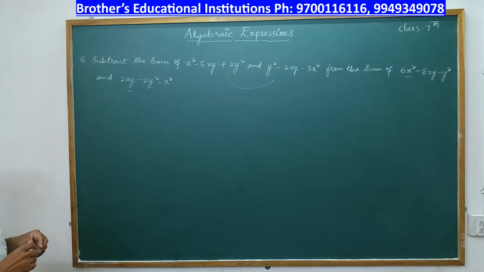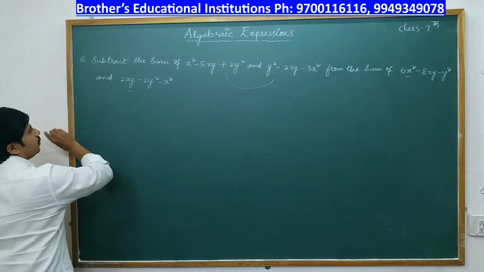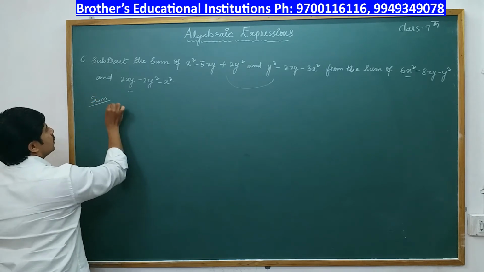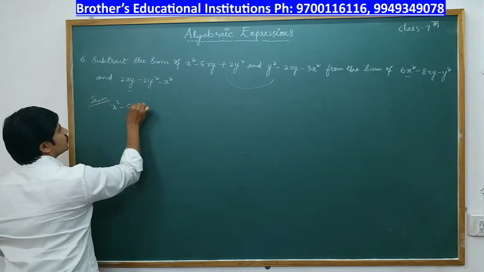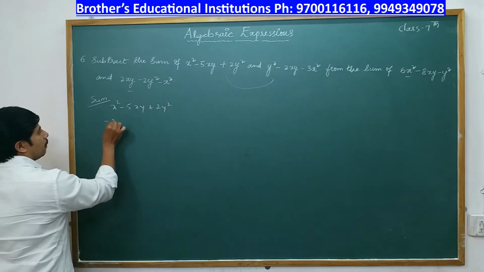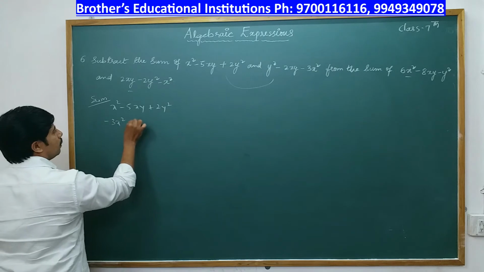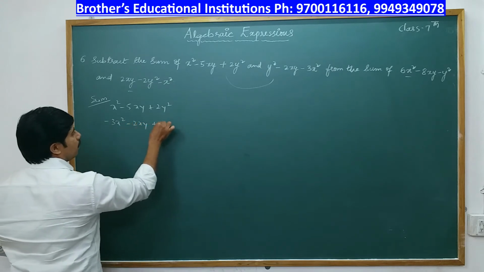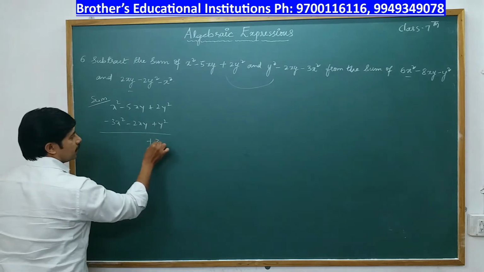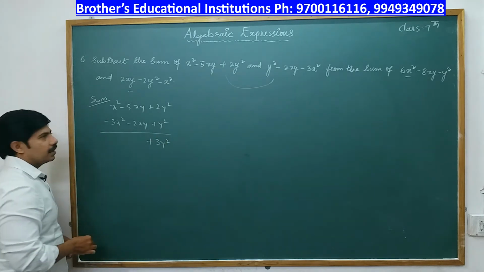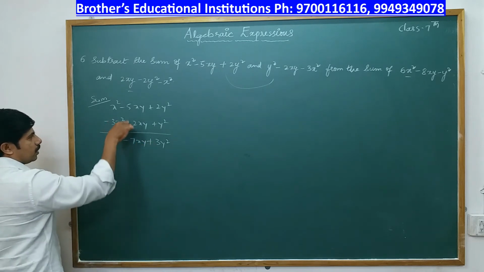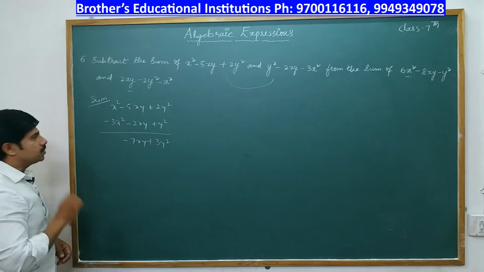So first we are adding the sum. First is x square minus 5xy plus 2y square, and minus 3x square minus 2xy plus y square. If you add, we get 3y square, right? Then after that, minus 7xy: minus into minus is plus, we are adding, minus 5 minus 2 is minus 7.